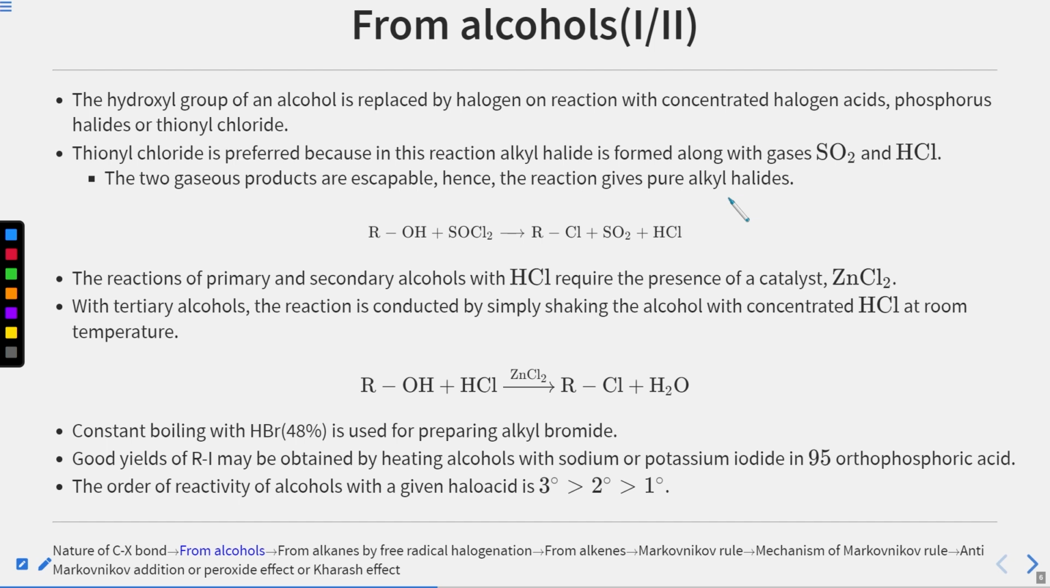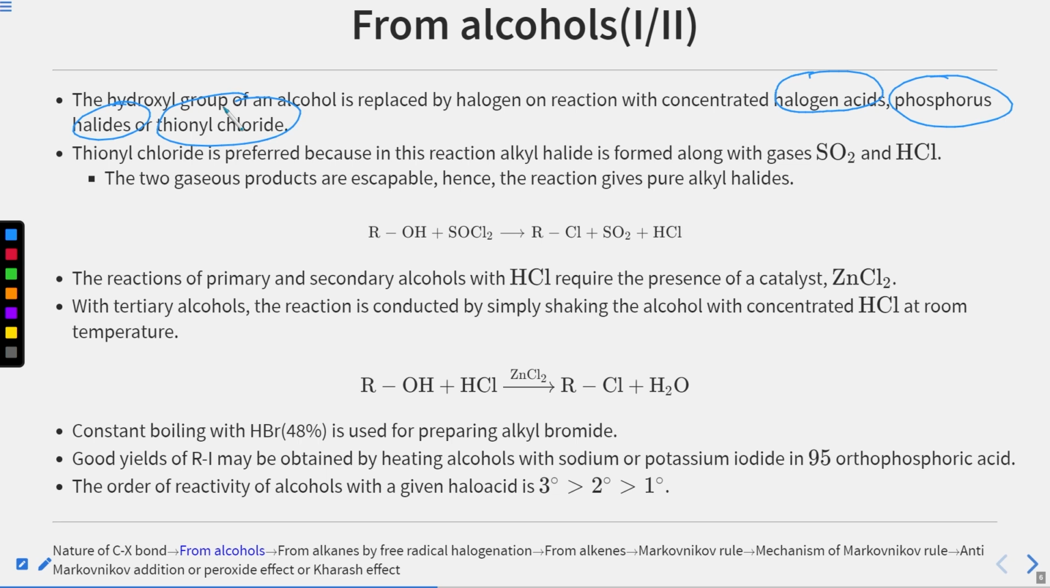Now if I talk about the preparations, the hydroxyl group can be used, or the alcohols can be used, for the preparation of haloalkane. And how can it be done? If we react it with halogen acids, phosphorus halides, and thionyl chloride. So three ways are possible to use this alcohol to prepare our alkyl halide.